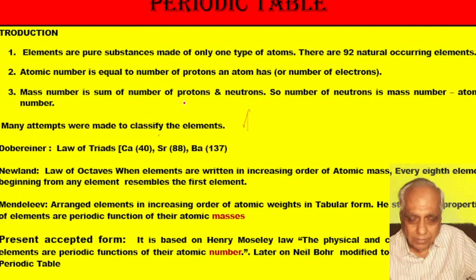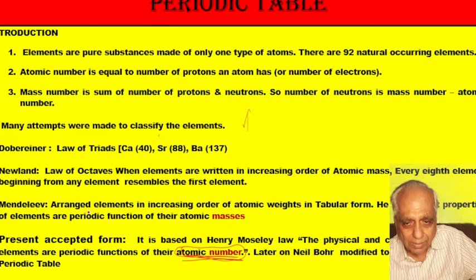But there was a problem by arranging in increasing atomic weight. This got solved when Henry Moseley told that physical and chemical properties are a function of the atomic number. So this is very important. If we do the same thing as Mendeleev has done by using atomic number as the basis, then our table would be perfect. So this is the presently accepted periodic table.